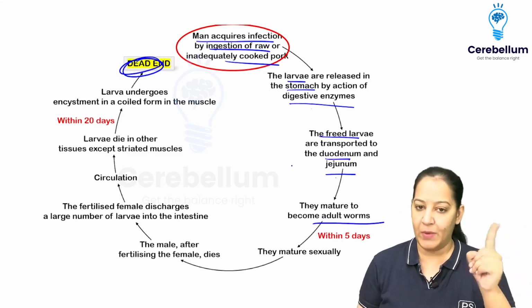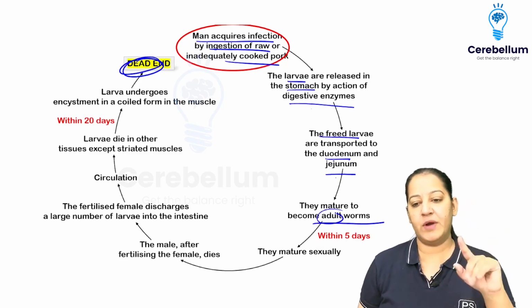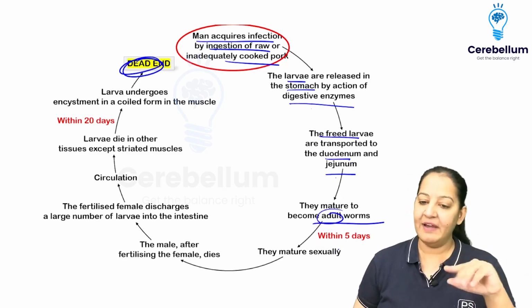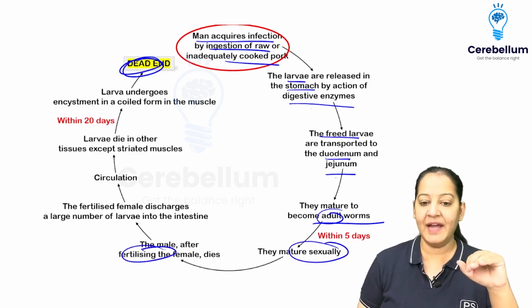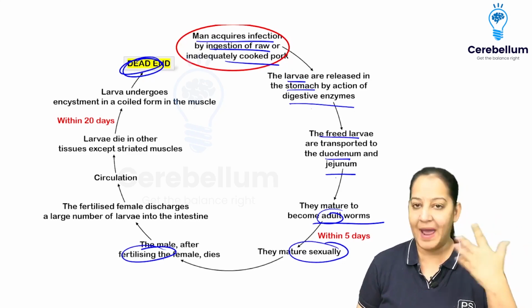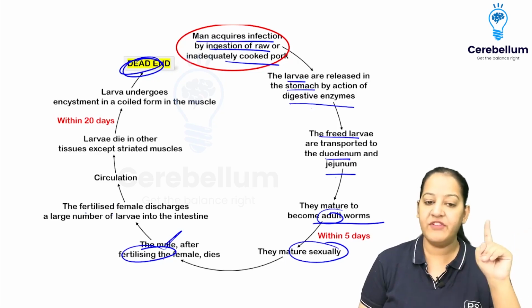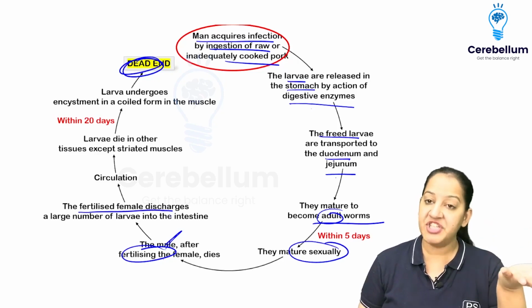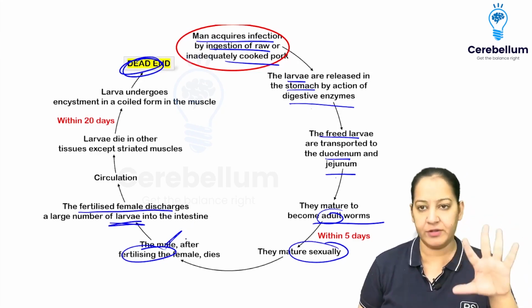From the duodenum and jejunum, it will mature in the intestine into adult form. L1 will convert to L2, L2 to L3, L3 to L4, and it will become a mature adult, male and female. The male and female become sexually mature. They fertilize, and immediately after fertilization, the male dies. Now the female becomes gravid. She directly releases the larva in the intestine of the human. I will draw the diagram also.